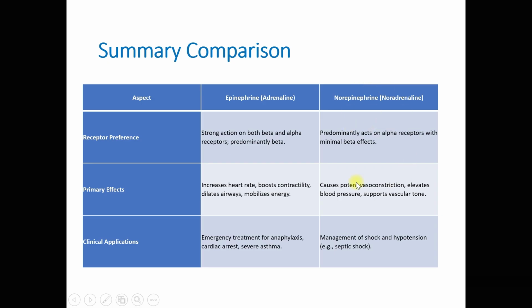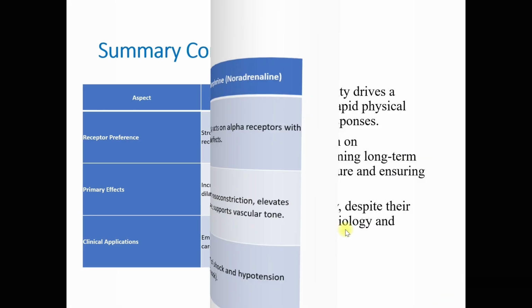And norepinephrine causes potent vasoconstriction, elevates blood pressure, and supports vascular tone. Clinical application: epinephrine can be used in emergency treatments for anaphylaxis, cardiac arrest, and severe asthma. And norepinephrine is used for the management of shock and hypotension, for example, for the treatment of septic shock.